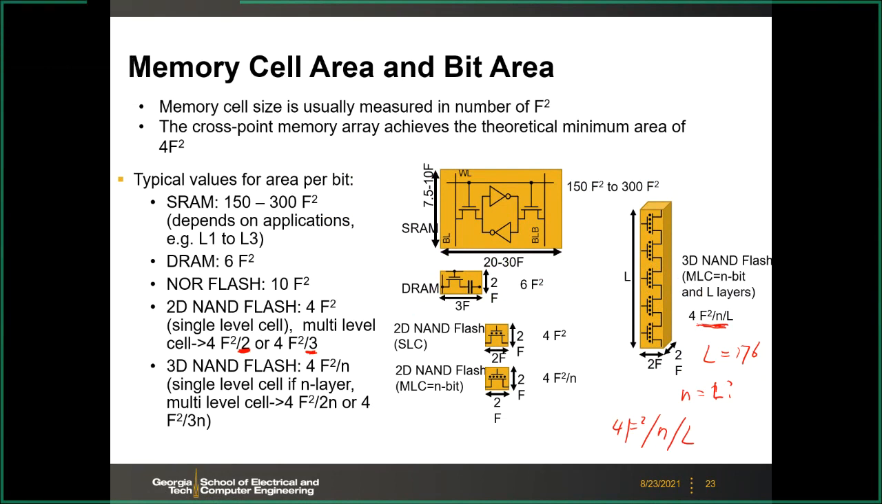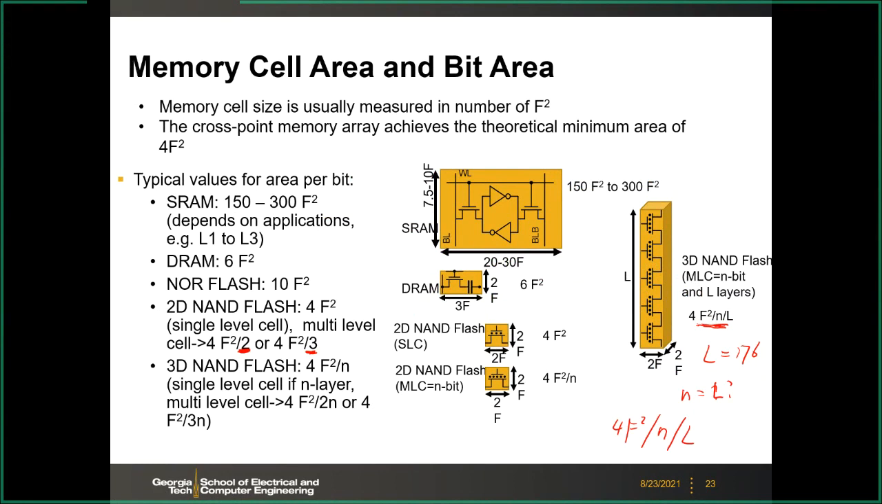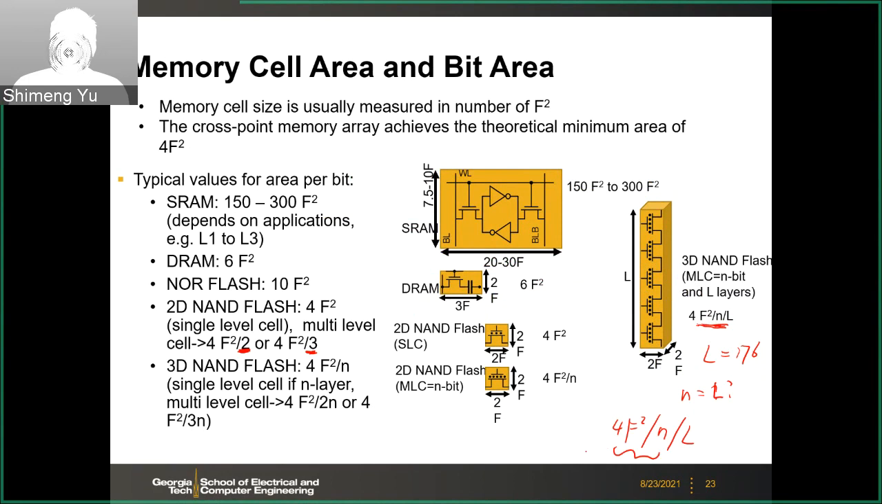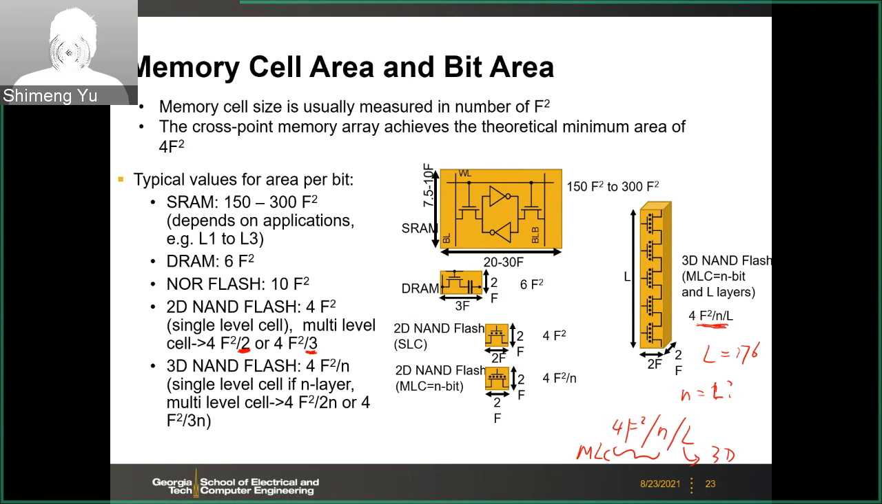Is this clear? So this is from the MLC, the multi-bit per cell, and then this L is from 3D. So then you will have two mechanisms to reduce the equivalent area per bit. One is through the number of layers, the other is through the multi-bit per cell.